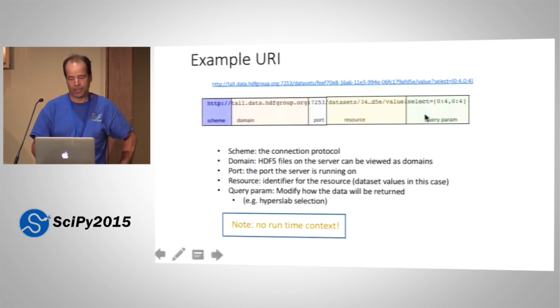And then finally, we have a query parameter which says, don't give me all the values. I just want this 4x4 upper left corner of the data set. And note, there's no runtime context, right? So I could invoke a GET on this URI at any time, and it would return the same response.